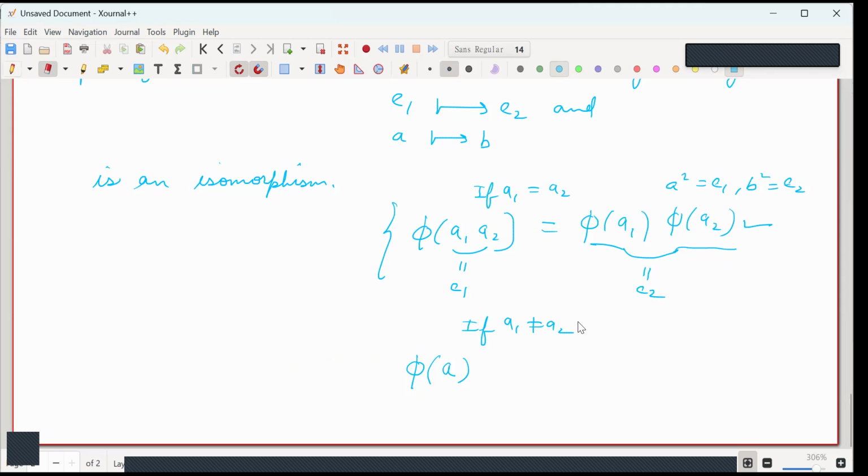Now, since one of them is identity, either phi of A1 is E2 or phi of A2 is E2. So one of them has to be E2 and the other one has to be B. So this has to be B. So if A1 is not equal to A2, this part is phi of A and this part becomes B, which is again true. That's how we have defined phi. So in this case also, this relation holds and thus it's a homomorphism.